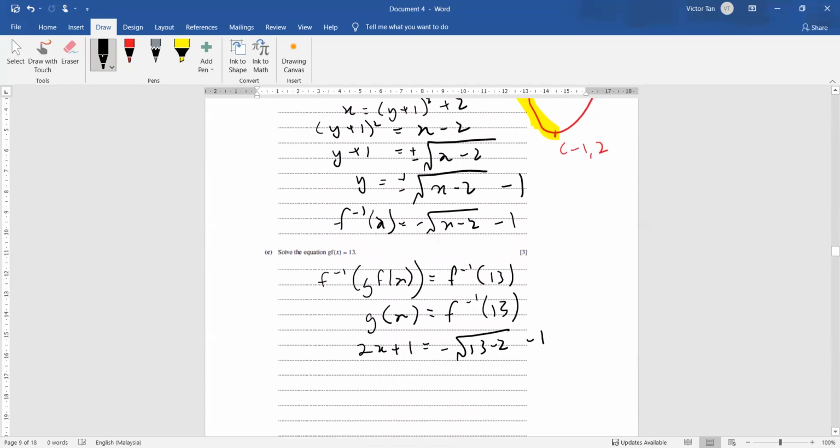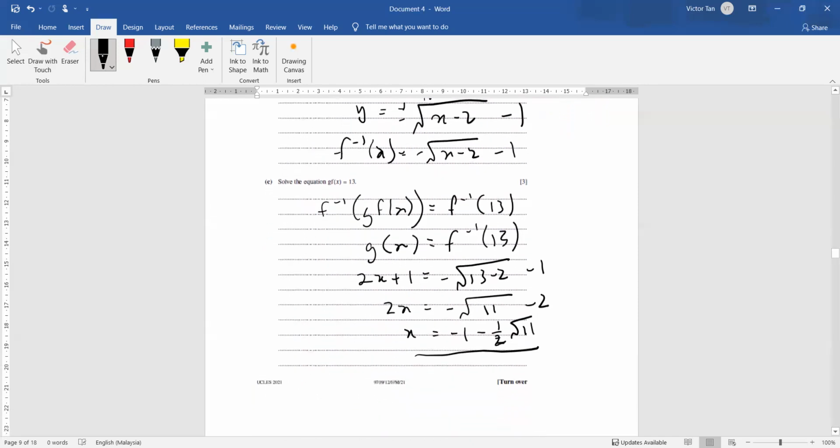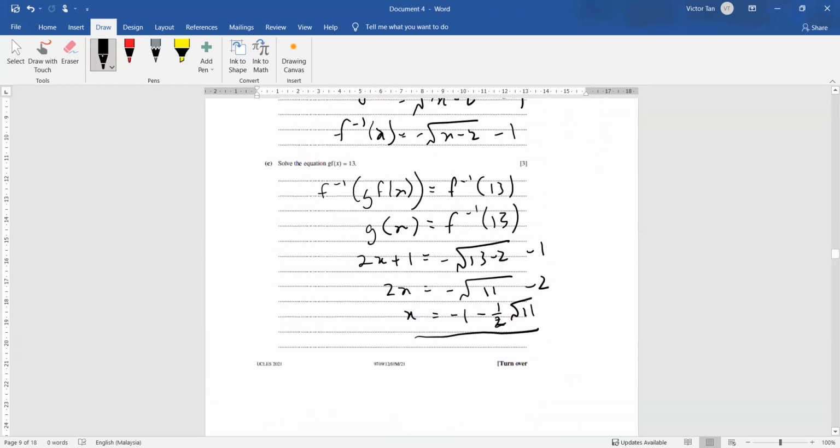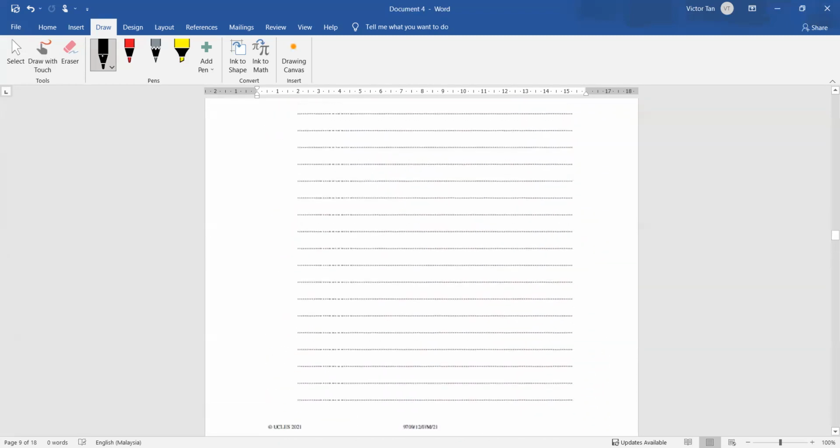Minus 2 minus 1. Okay, so you have 2x equals minus 11 minus 2. X equals minus 1 minus half. That is the solution. Okay, so if you want to find the composite function, this is what you get.